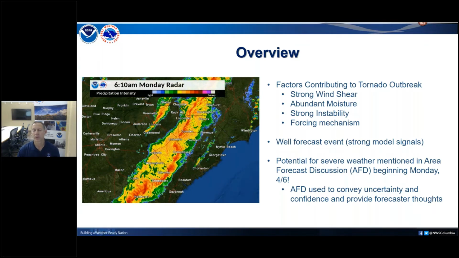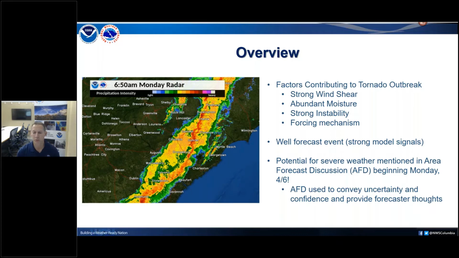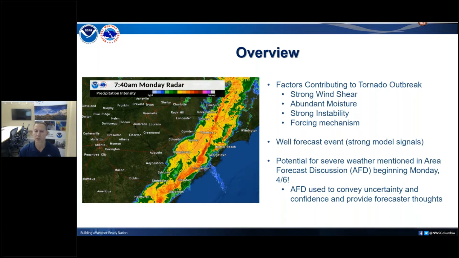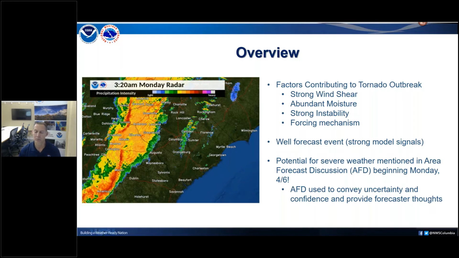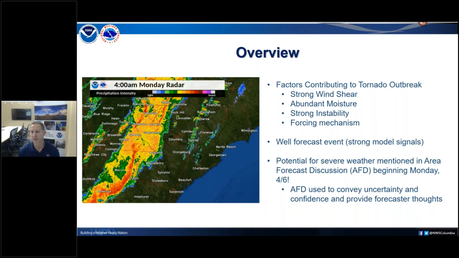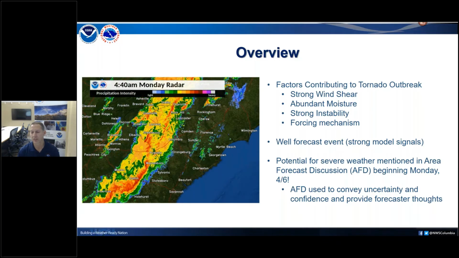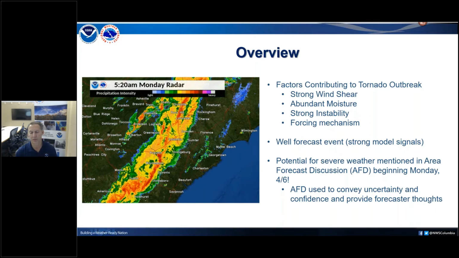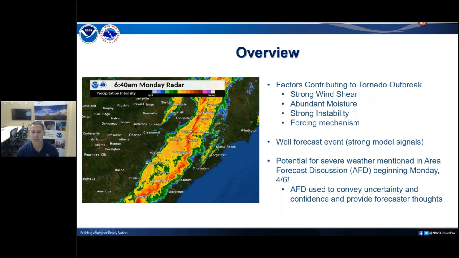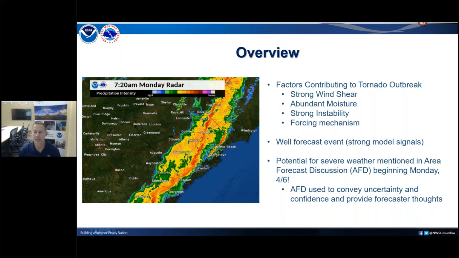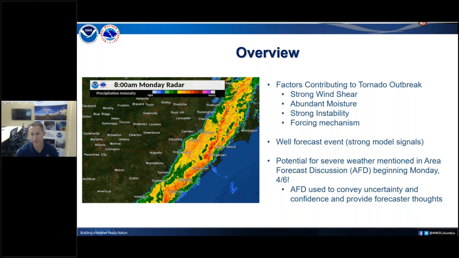Overall, it was a very well forecast event from a model perspective. There were strong signals showing up many days in advance. And to that end, we began even talking about this in our area forecast discussion on Monday, April 6th, which is a week ahead of time. So it's pretty rare that we'll talk about that far out, but the signals were there.